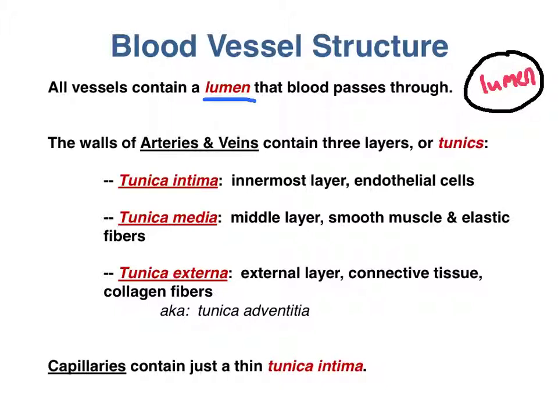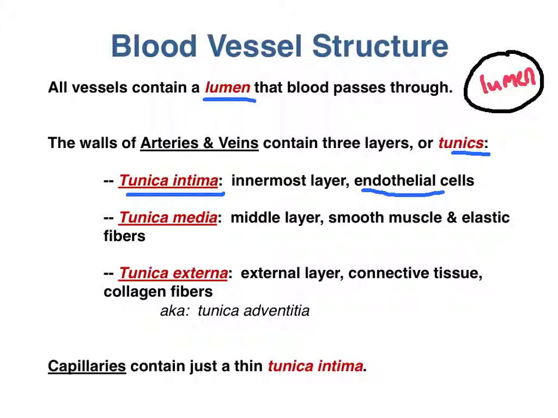The walls of both arteries and veins contain 3 layers, and these layers are sometimes called the tunics. The innermost layer is the tunica intima. This is the epithelial layer that lines the blood vessel. These cells are simple squamous epithelial cells known as endothelial cells. In vessels larger than 1 millimeter in diameter, there's a thin layer of connective tissue just outside the tunica intima.